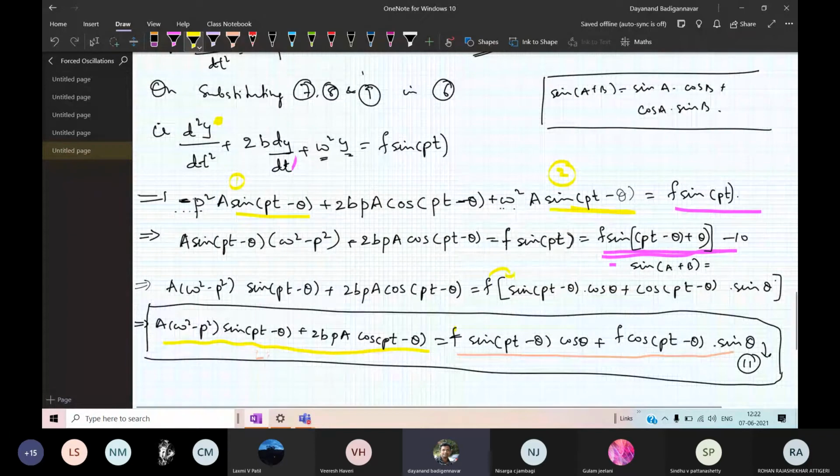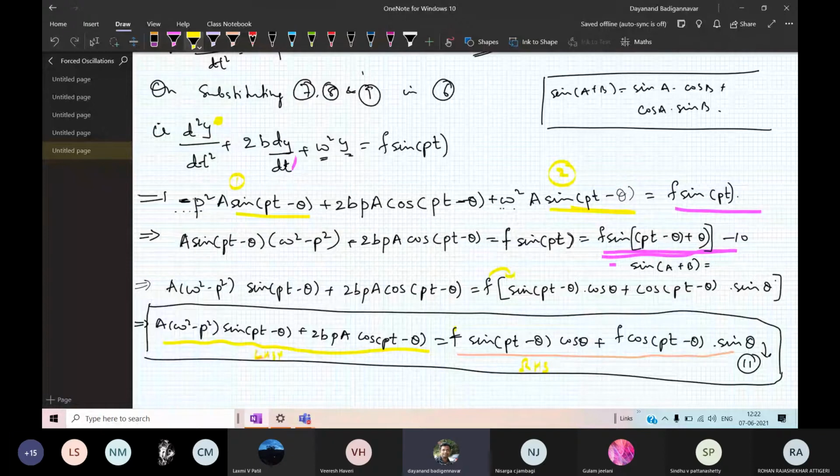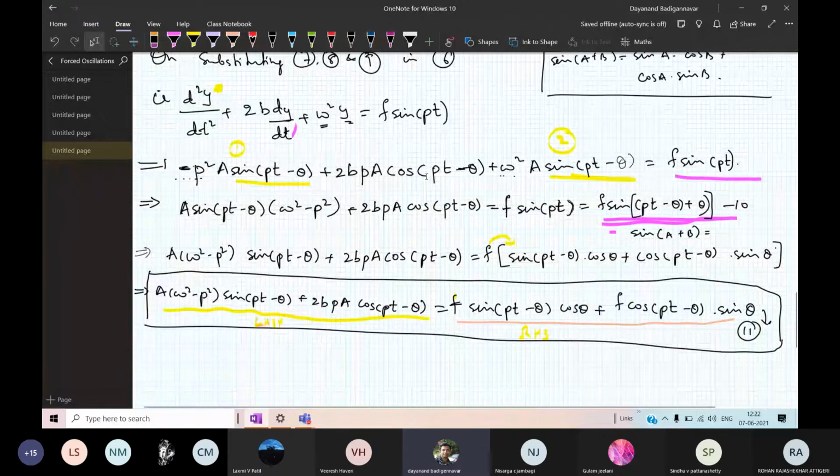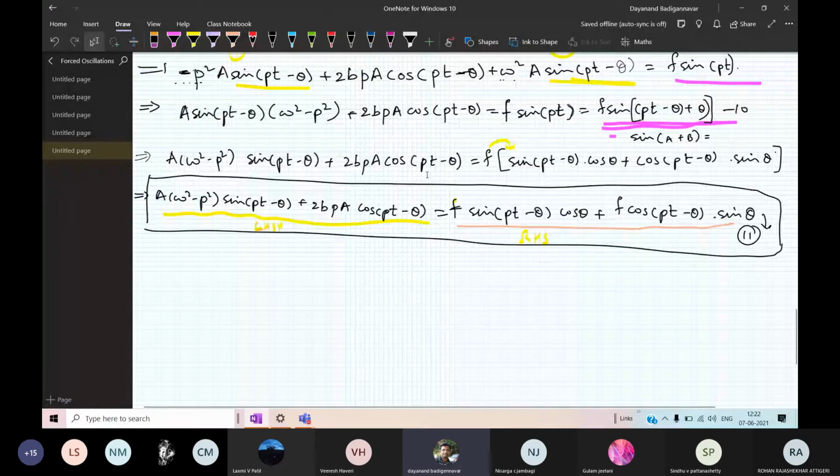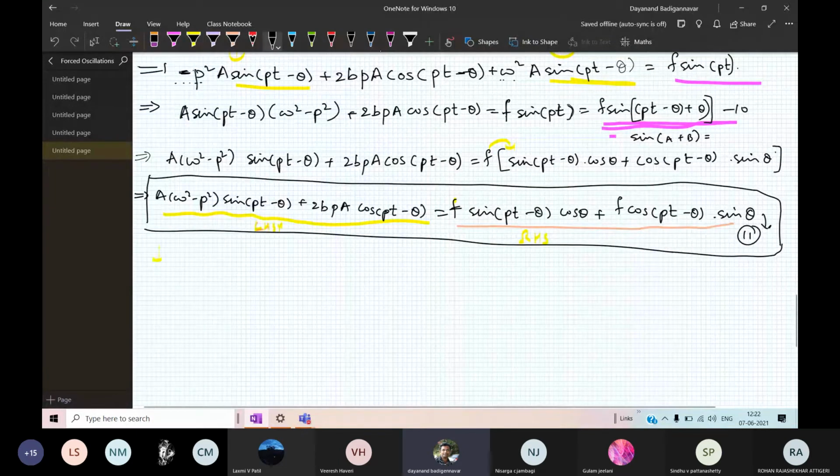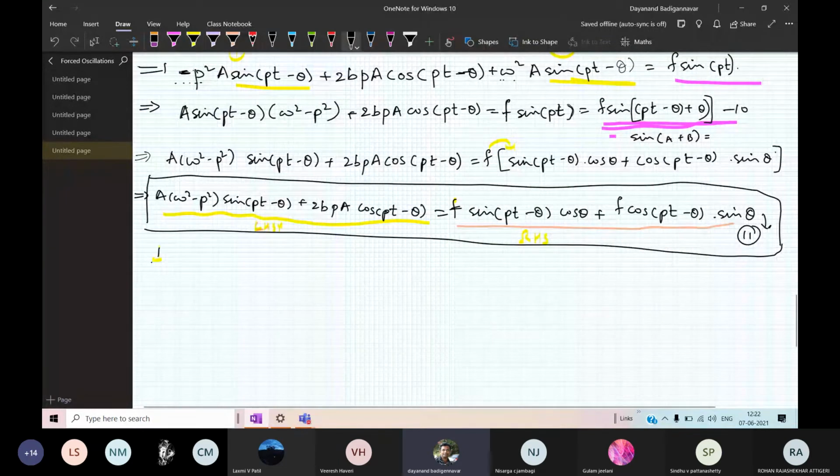Now, if any equation is true, means if the LHS is equal to RHS, keep in mind, then the coefficients of the terms should be the same. Then the coefficients should be the same.